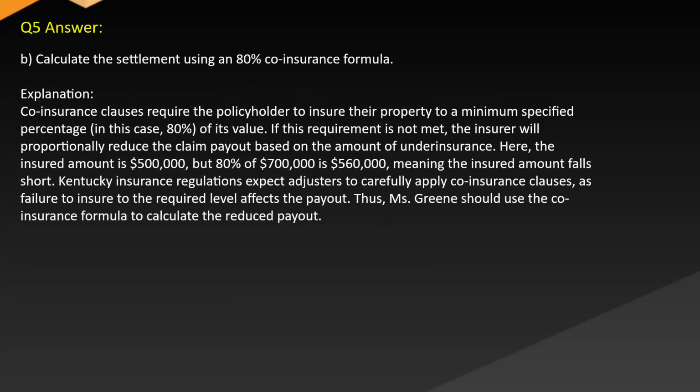Answer. B. Calculate the settlement using an 80% coinsurance formula. Explanation. Coinsurance clauses require the policyholder to insure their property to a minimum specified percentage, in this case 80% of its value. If this requirement is not met, the insurer will proportionally reduce the claim payout based on the amount of underinsurance. Here, the insured amount is $500,000, but 80% of $700,000 is $560,000, meaning the insured amount falls short.